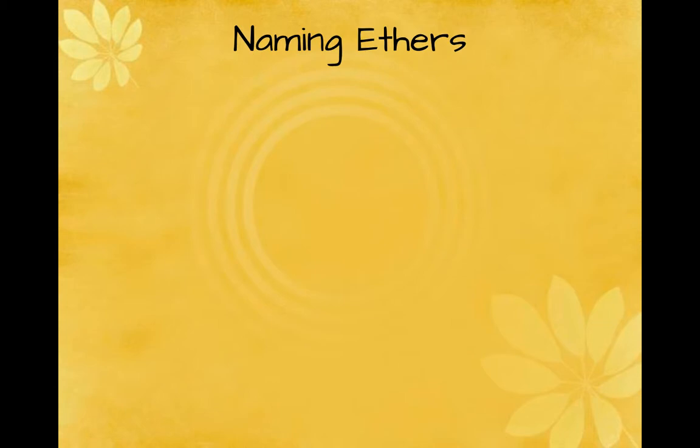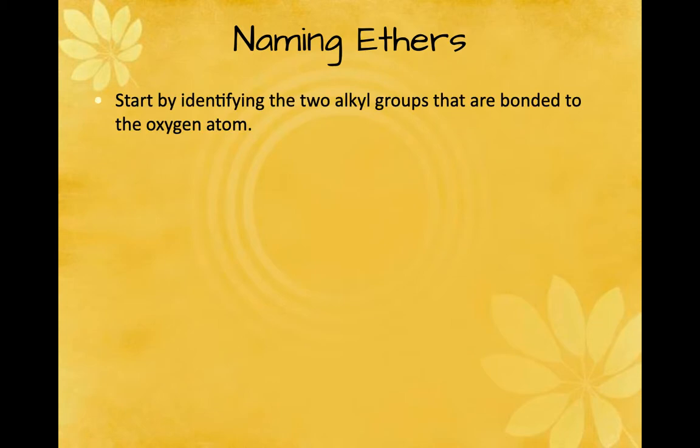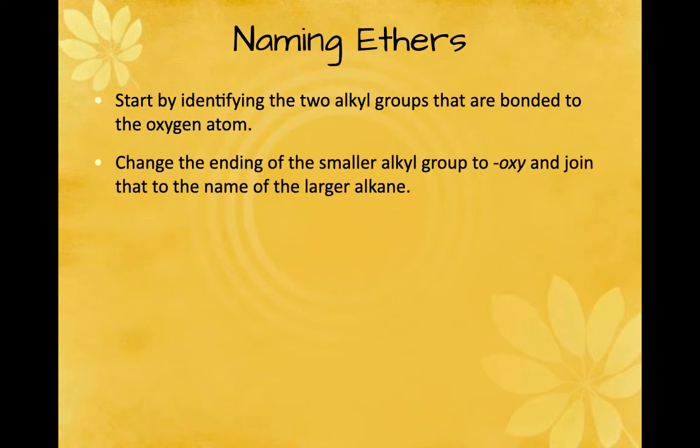So how do we name ethers? What you want to do is start by identifying the two alkyl groups that are bonded to the oxygen atom. The smaller alkyl group, you're going to change the ending from ane to oxy, and then you're going to join that to the name of the larger alkane.